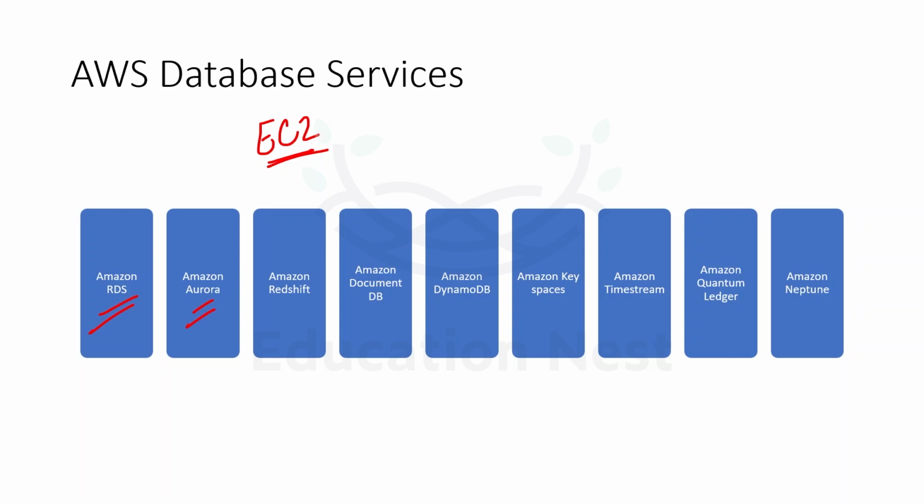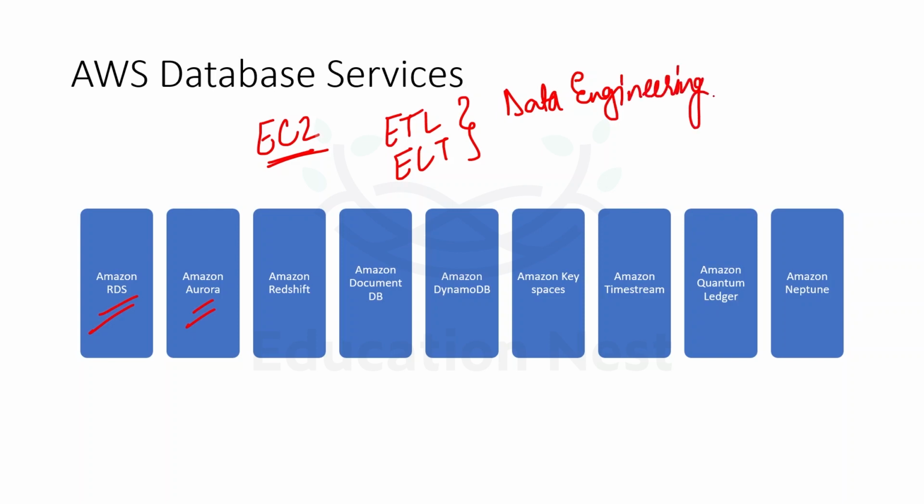Then we have Amazon Redshift. When we talk about Redshift, it is a cloud-based data warehouse service. Now where are we going to use warehouses? When we typically do ETL or ELT systems, where we have these processes, extract, transform, load or extract, load, transform, where we are working with data engineering tasks with big data. At that time we require the data warehouse.